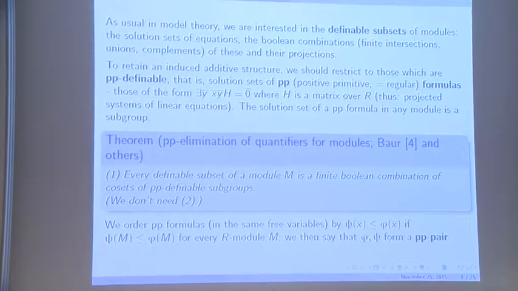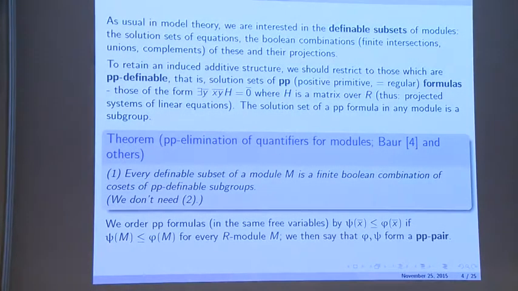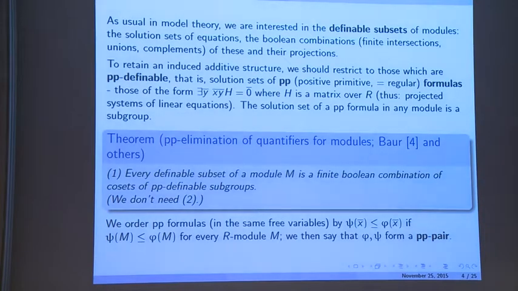So we order our formulas according to the ordering on the solution sets, or the functors. Essentially, we write psi is less than or equal to phi if in every module their solution sets are ordered like that. In other words, if psi is a subfunctor of phi.